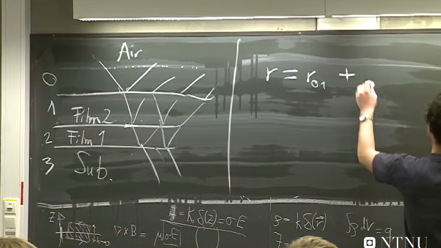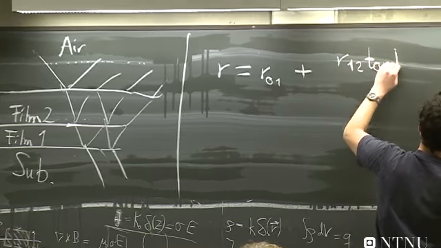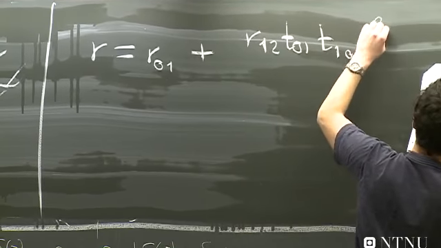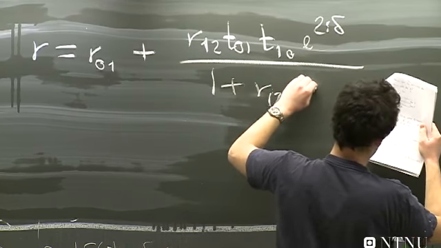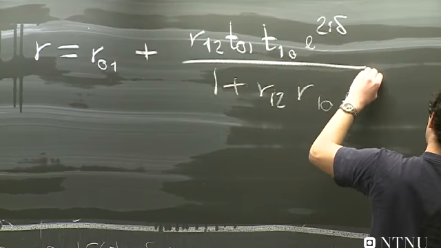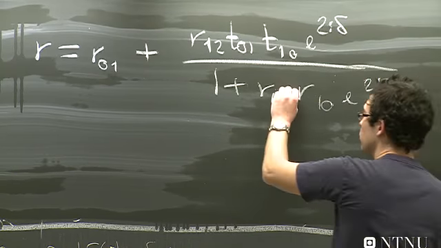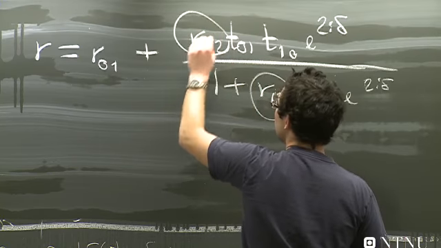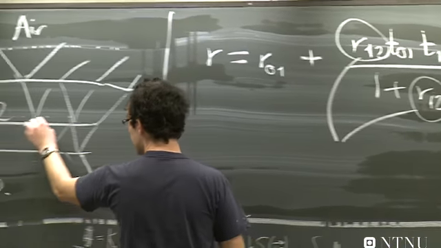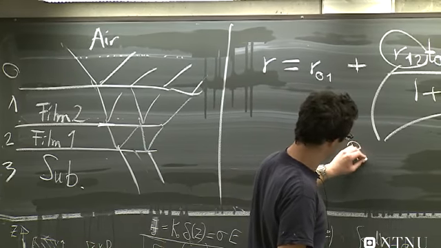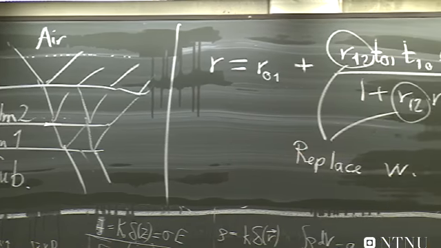So the reflection coefficient will be R12 T01 T10 e to 2i delta over 1 plus R12 R0 e to 2i delta. Now you'll see that this R12, I can replace that with the reflection coefficient from this film. Right?